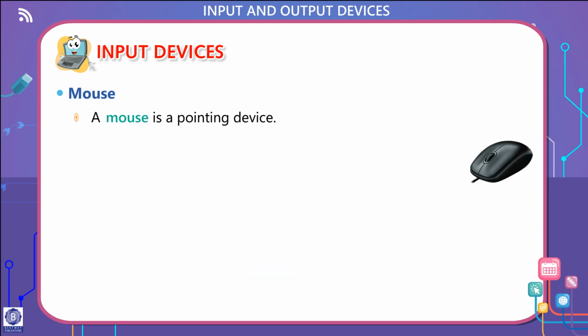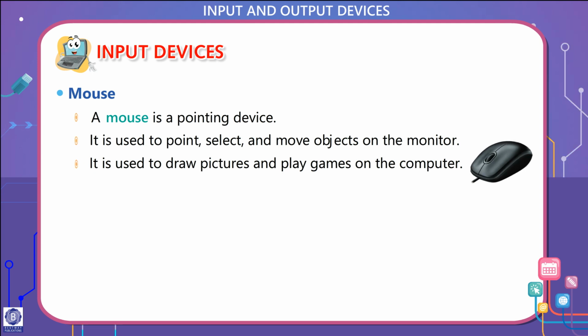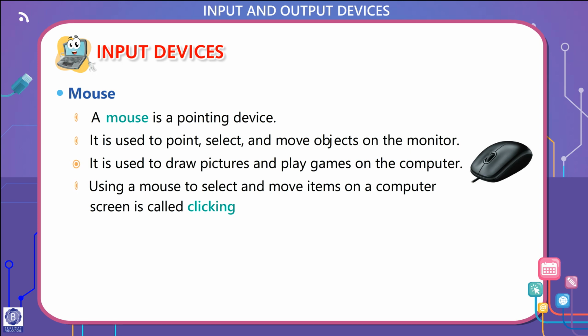Mouse. A mouse is a pointing device. It is used to point, select and move objects on the monitor. It is used to draw pictures and play games on the computer. Using a mouse to select and move items on a computer screen is called clicking.